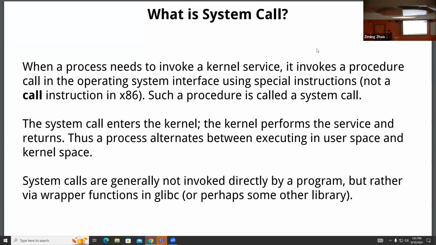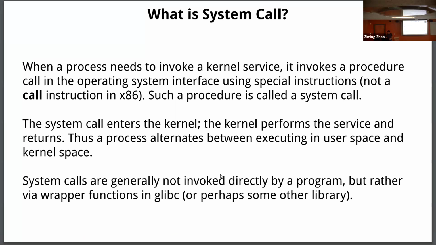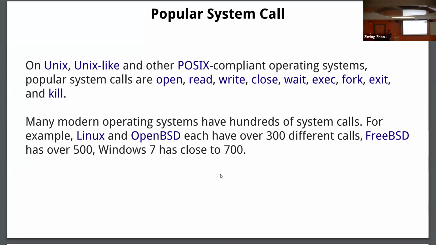So a system call enters the kernel, performs the service, and returns, then your process, your application, keeps running. Then your process makes another system call, it enters the kernel, the kernel executes, then returns. System calls are generally not invoked directly by the program, but by a wrapper function in libc. That's why sometimes you do not see them. There are many different system calls. I think right now there are hundreds of them.